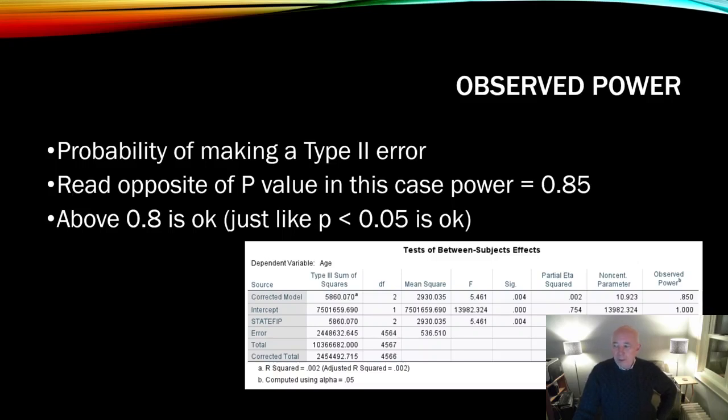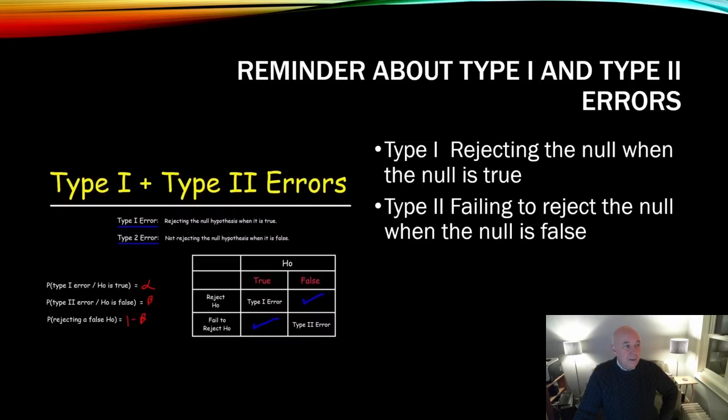If you remember that P is the probability that you're making a type 1 error, and if P equals 0.05, the probability that you're making a type 1 error, rejecting the null when the null is really true, is 5%. And so that number we have here, the observed power, is exactly the opposite. And so the observed power is failing to reject the null when the null is false. The chart here is kind of handy for doing this.